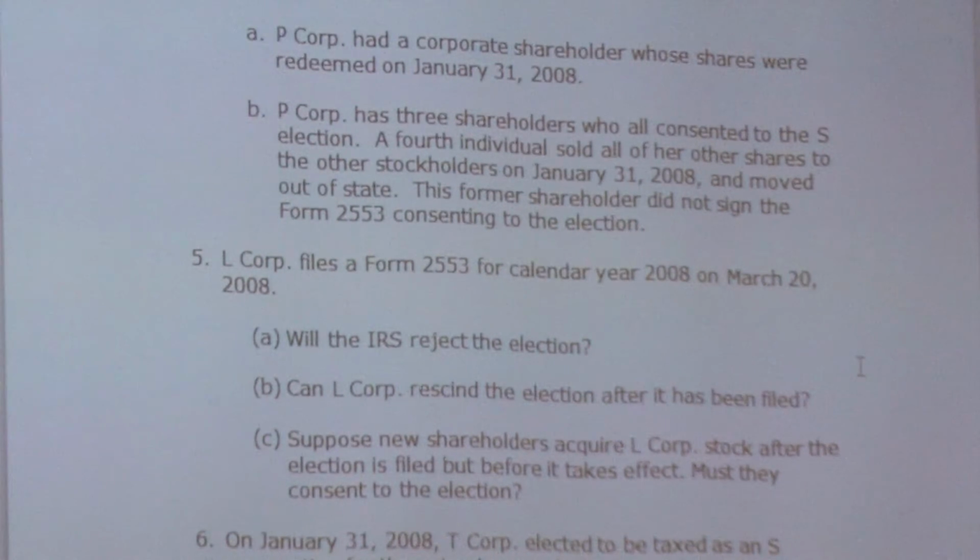Yes? In A, okay, fine, they can't reject it, but let's say that they didn't have any assets, business, or issued shares. If that would be the case, nobody would consent. You have to have shareholders to consent.